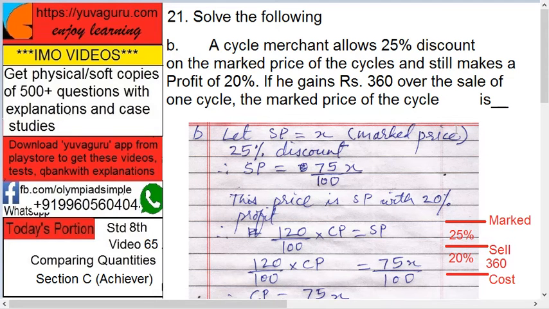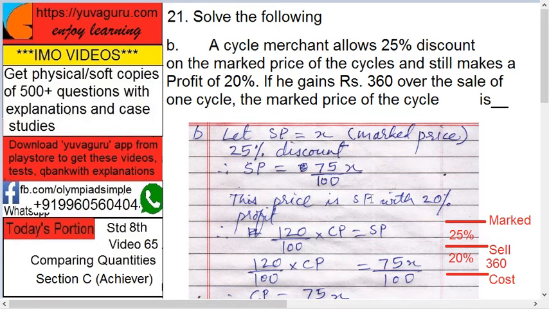Let the marked price be x, means let this be x. Now he is offering a 25% discount. So he is selling at what rate then? 25% discount means selling at 75, right? So 75 upon 100 into x, that is his selling price. Okay. Now this is the selling price.